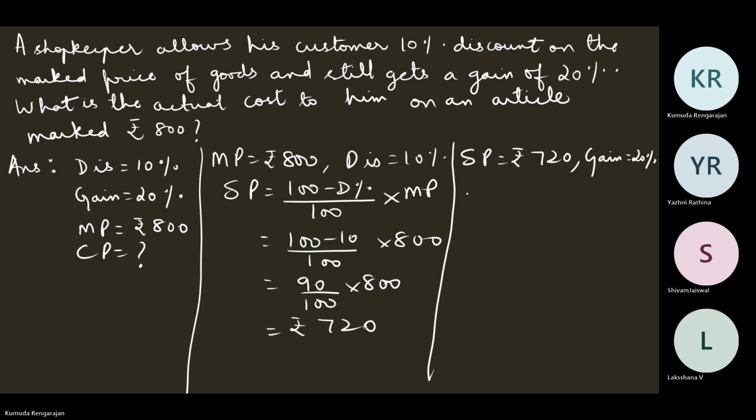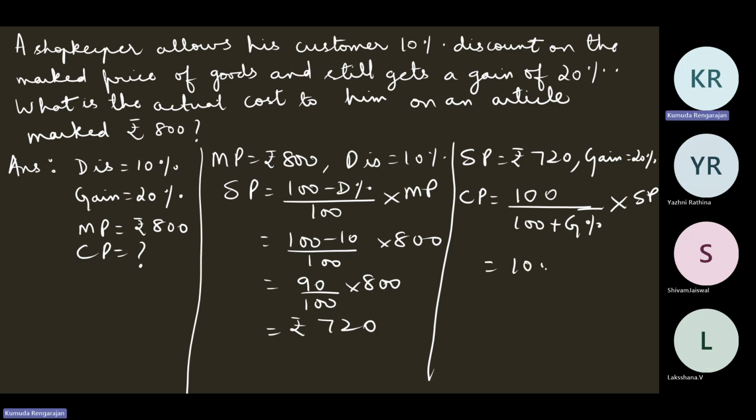Given gain percent and SP, we have a formula to find the CP. So CP is equal to 100 by 100 plus gain percent into SP. When you're finding CP or MP, always put 100 in the numerator. Then for discount, it's always 100 minus discount percent. This is gain, so 100 plus gain percent into SP.